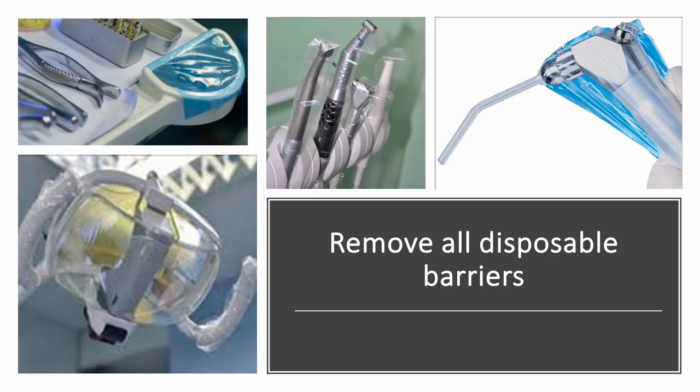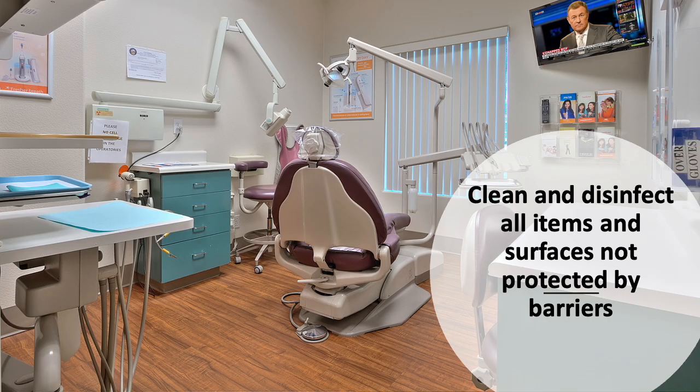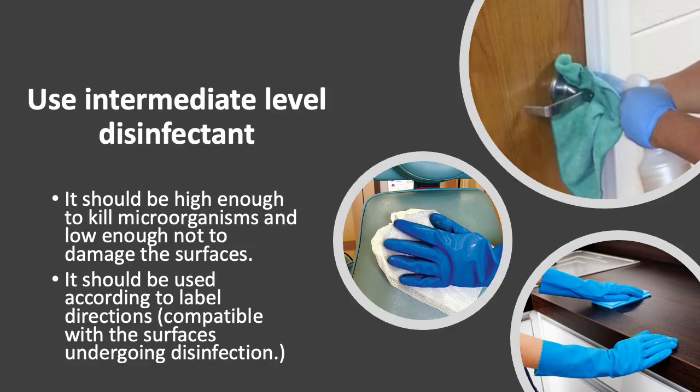To start your cleaning process, you must remove all the disposable barriers. Now, you must determine which surfaces and equipment to clean. You should clean and disinfect all items and surfaces not protected by the barriers. Also, even if these surfaces were protected by the barrier but got contaminated when we removed it, we should clean and disinfect them. What type of disinfectant should we use?